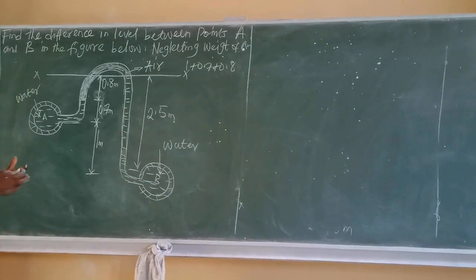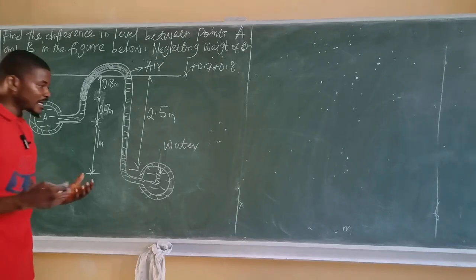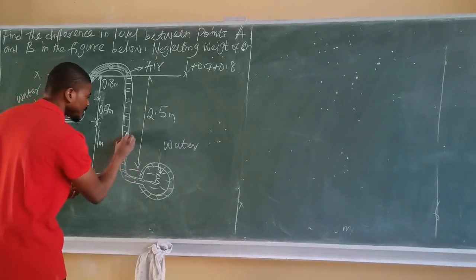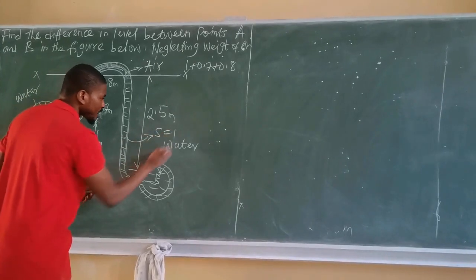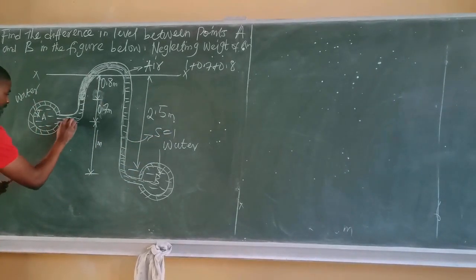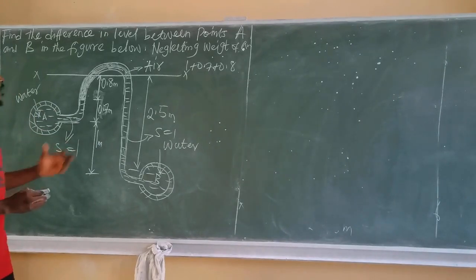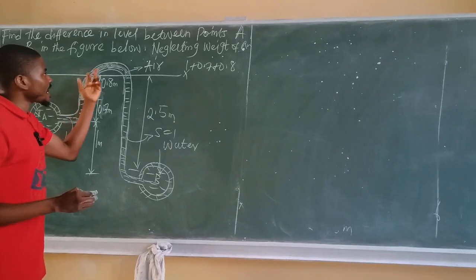Now, normally or usually, we are supposed to be given specific gravities, but these liquids here should have a constant specific gravity. So you're expected to know that the specific gravity of water is equal to 1. Specific gravity of water is 1, and since I also have water here, its specific gravity here is also equal to 1. Okay, and we have air here.